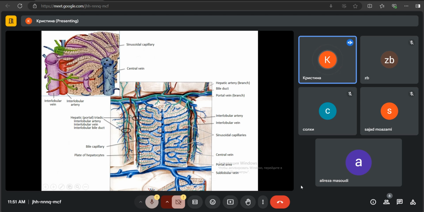The veins, arteries, and bile ducts come together and form triads. They include interlobular artery, interlobular vein, and interlobular ducts here. These blood vessels can be circumlobular because they go around the lobule.